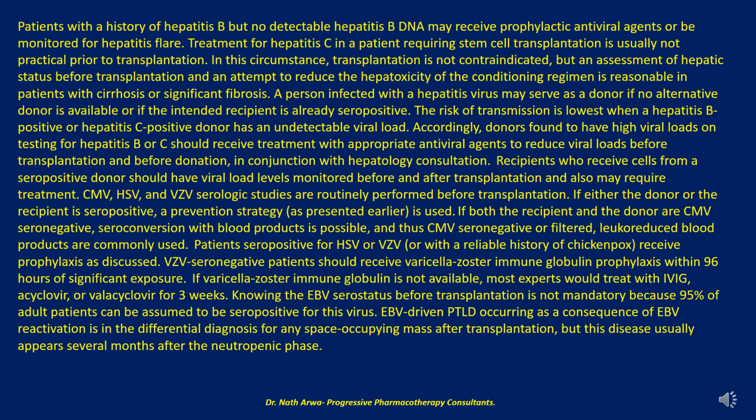If either the donor or the recipient is seropositive, a prevention strategy, as presented earlier, is used. If both the recipient and the donor are CMV seronegative, seroconversion with blood products is possible, and thus CMV seronegative or filtered, leuko-reduced blood products are commonly used. Patients seropositive for HSV or VZV, or with a reliable history of chickenpox, receive prophylaxis as discussed.